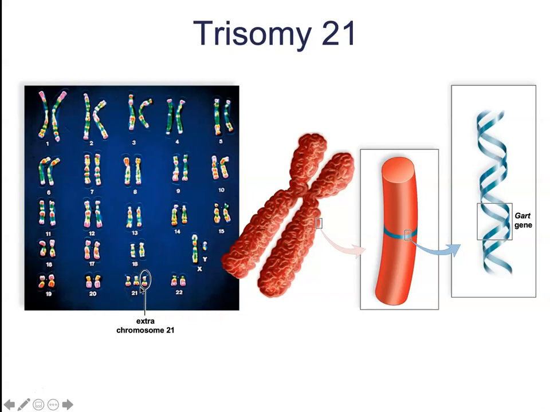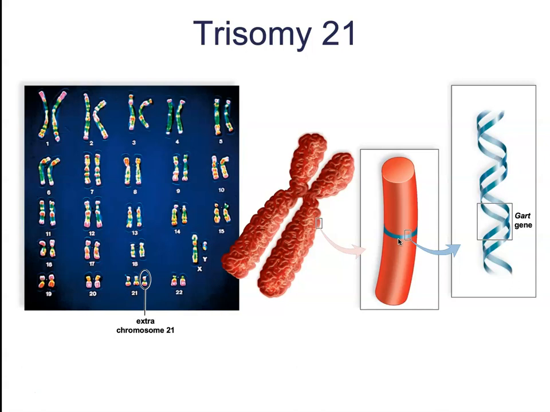They believe that most of the symptoms caused by trisomy 21 are caused by having an additional copy of the GART gene, G-A-R-T gene, which leads to very high levels of purines in the bloodstream, which causes all of those remaining symptoms.